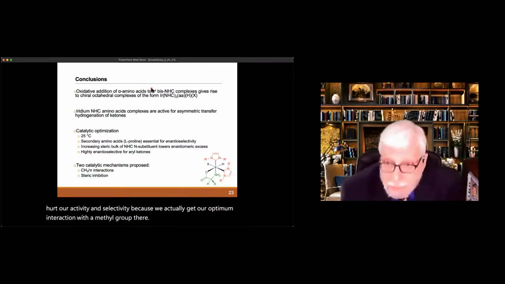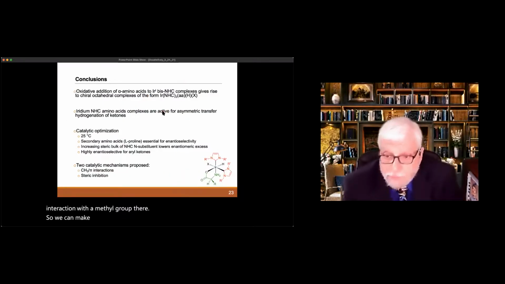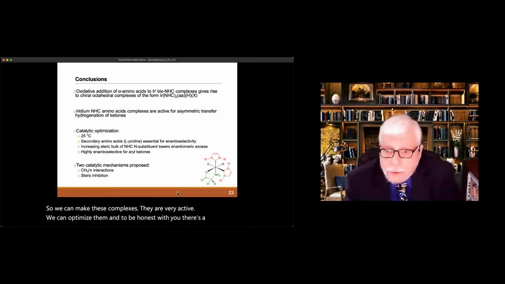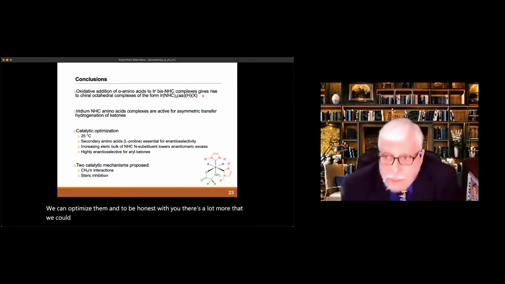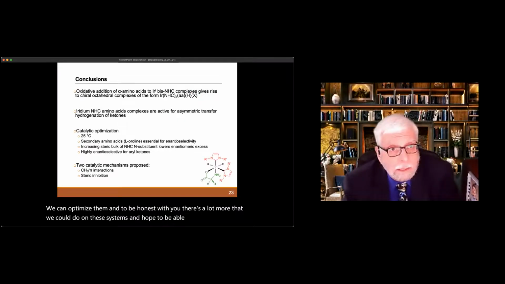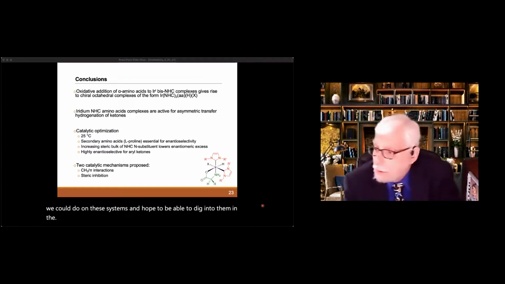So we can make these complexes. They're very active. We can optimize them. And to be honest with you, there's a lot more that we could do on these systems, and we hope to be able to dig into them in the future.